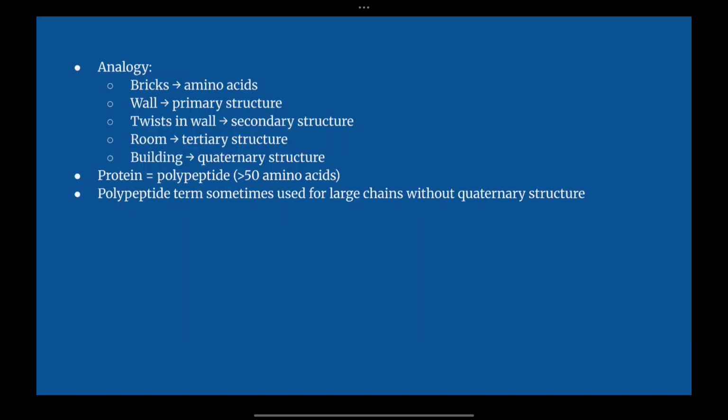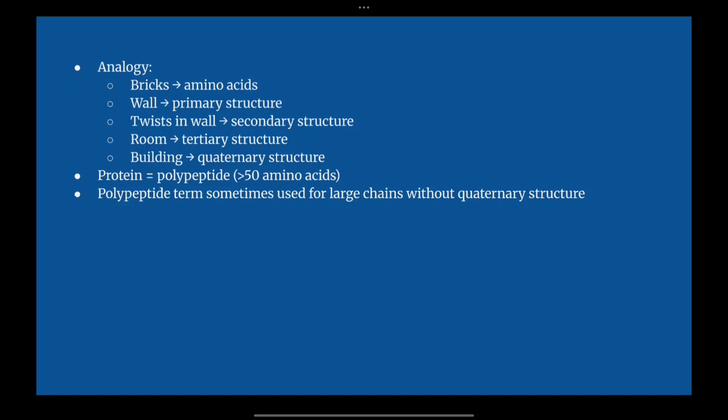Now how to understand the structures? There is one analogy. Imagine there is a building. In the building, one brick is an amino acid. One wall from the building is the primary structure. Now the twists in the wall: you see there are different walls forming one whole room, right? Don't include the roof, just include the walls. These are the secondary structure. Now I include the roof as well. So one whole room along with the walls, roof and doors, everything, is going to be the tertiary structure.